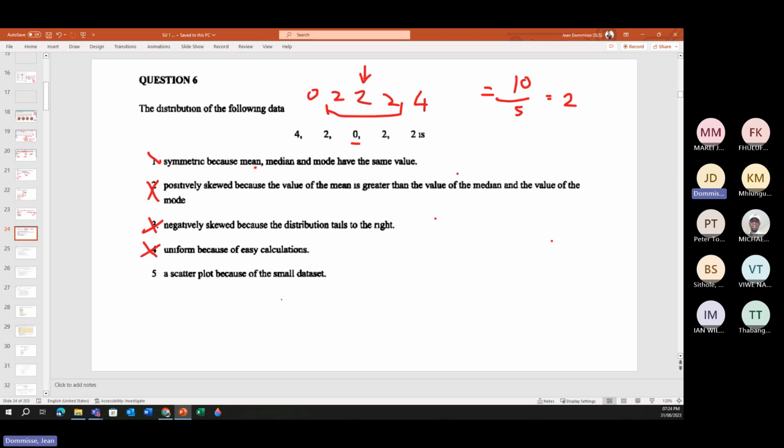A scatter plot because of the small data set. Okay, but for a scatter plot, you need 2 variables. So we can't use a scatter plot because we don't have 2 variables. So the one that is correct is we looked at the data, we ranked it, and we saw that the mean, median, and mode have exactly the same number. So because of that, we know that your data set is symmetrical.